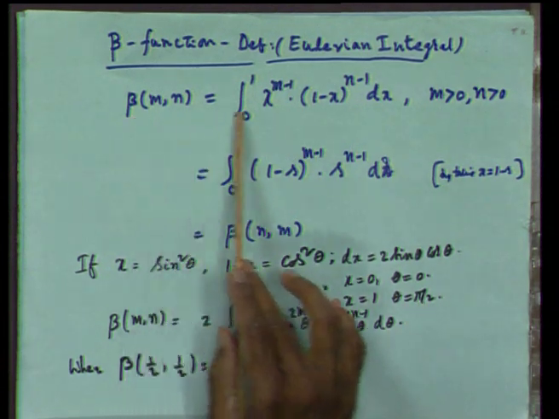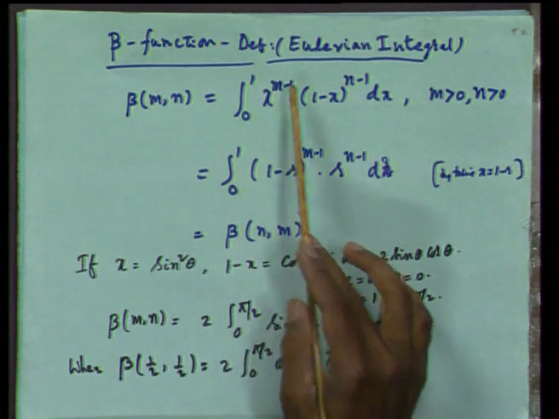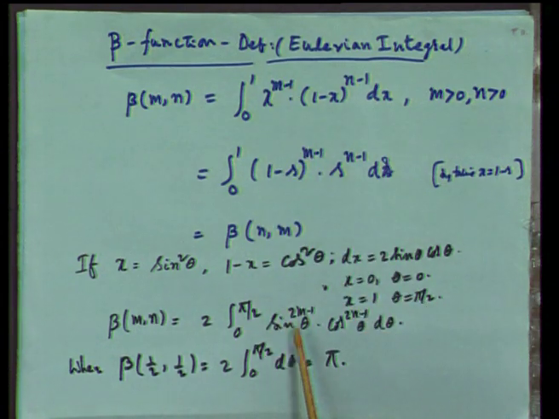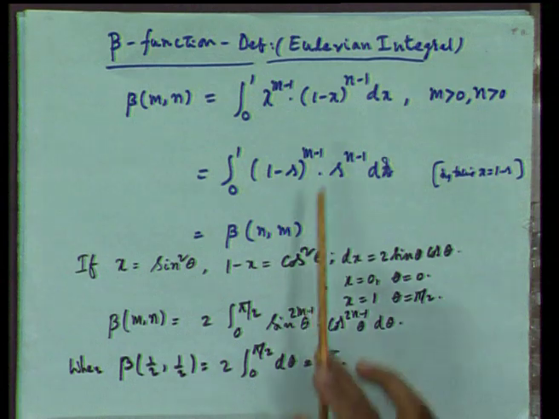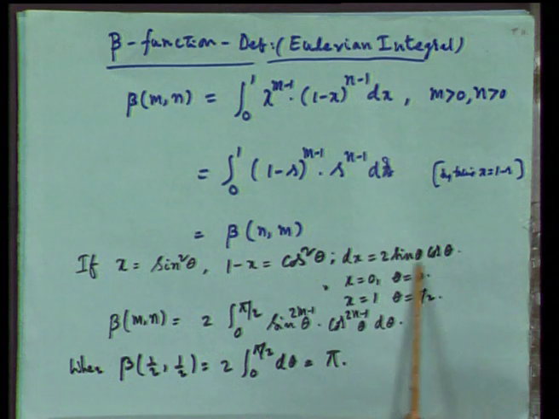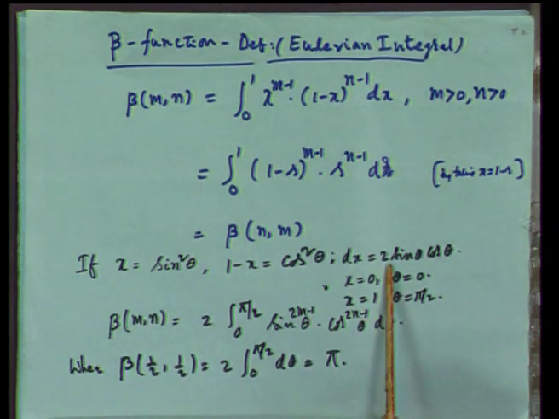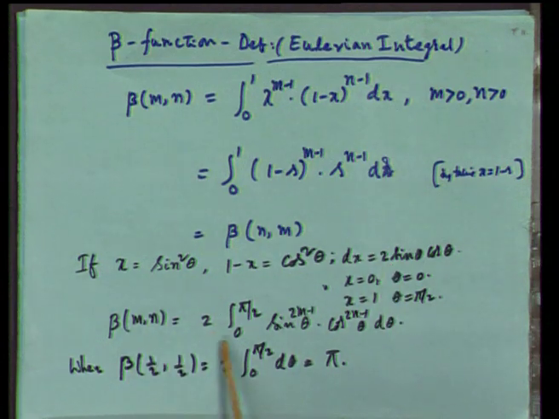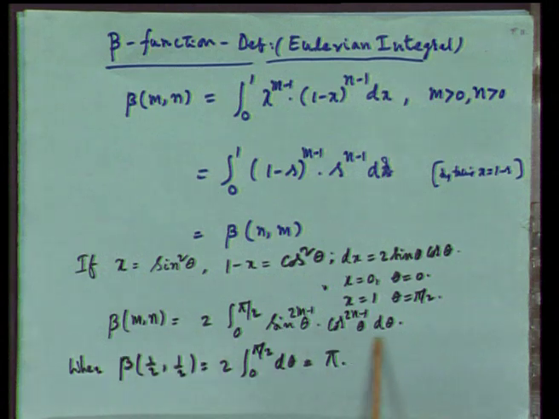So that beta mn, with x to the power of m minus 1, will become sin to the power of 2m minus 2 multiplied by cos to the power of 2n minus 2 multiplied by 2 sin theta cos theta, which will compensate for the 2m minus 2 and 2n minus 2 powers. There will be a 2 here. So that beta mn is equal to 2 times integral 0 to pi by 2 sin to the power of 2m minus 1 theta cos to the power of 2n minus 1 theta d theta. This is also stated as the definition for the beta function in some books.